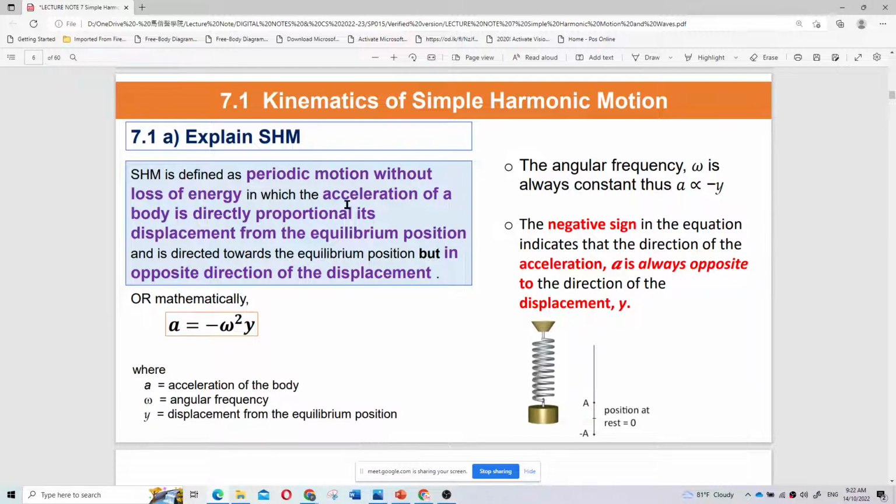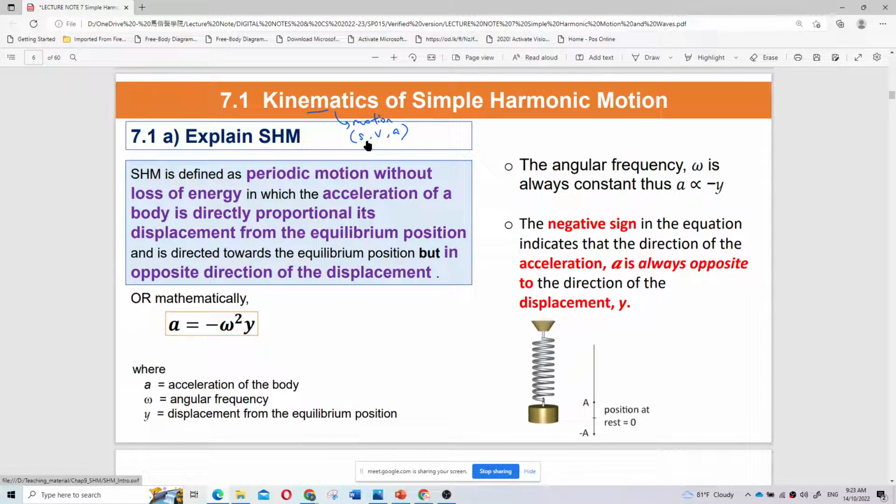So now I want to explain what is actually meant by simple harmonic motion. This is about kinematics. Kinematics means about the motion. It's about displacement, velocity, acceleration.